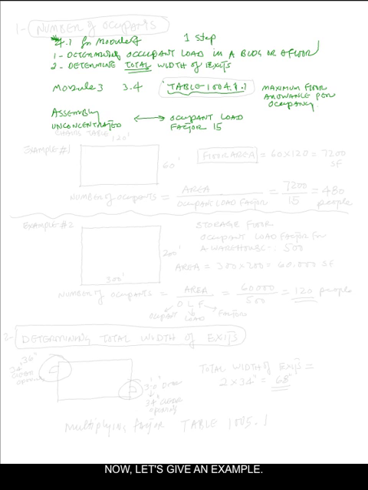Now, let's give an example. I have a building which is, let's say, 60 feet long and 120 feet wide. So the floor area is 60 by 120. That's 7,200 square feet. So this is our floor area.